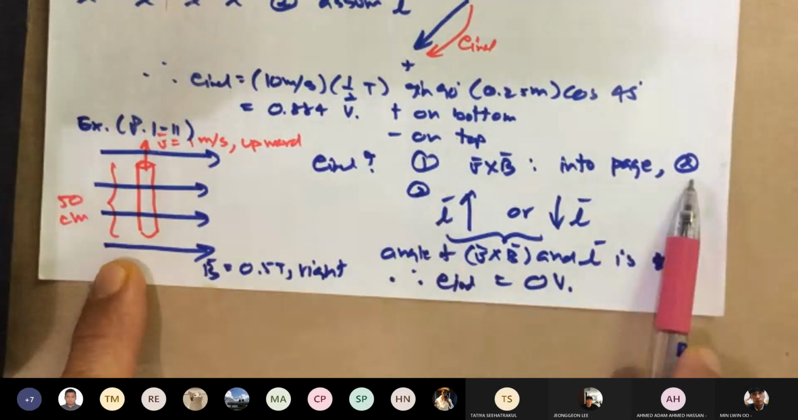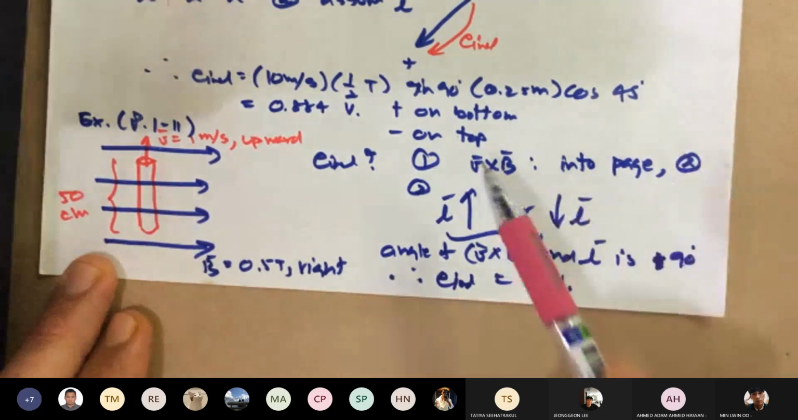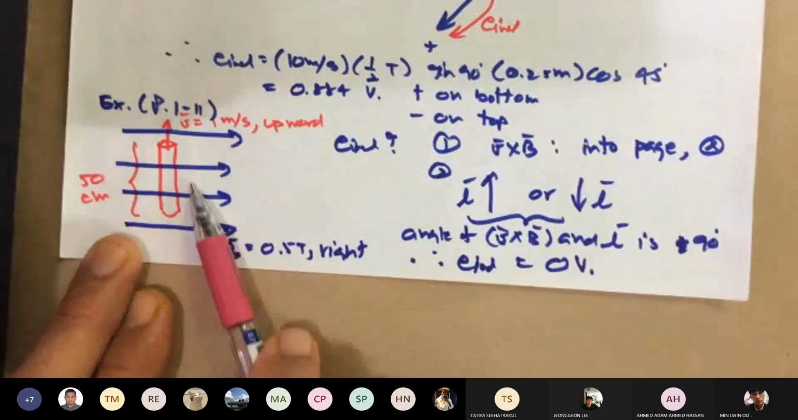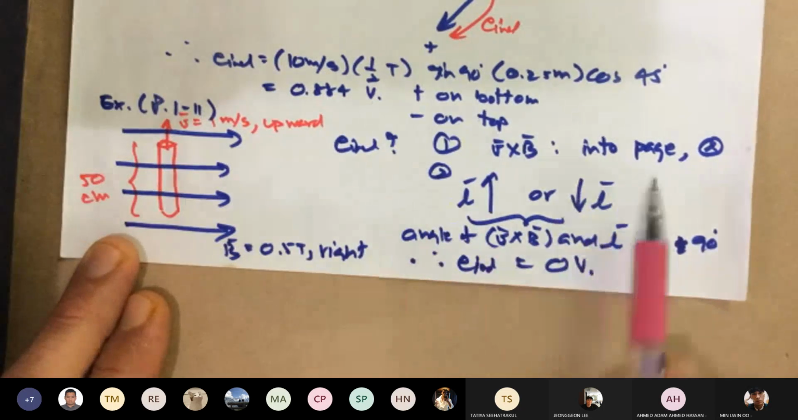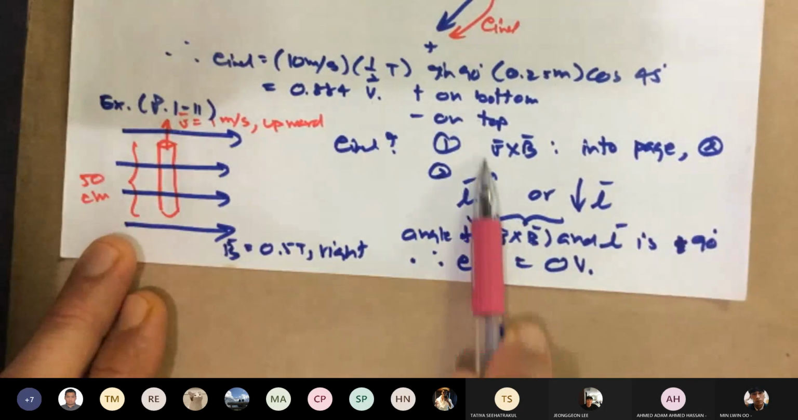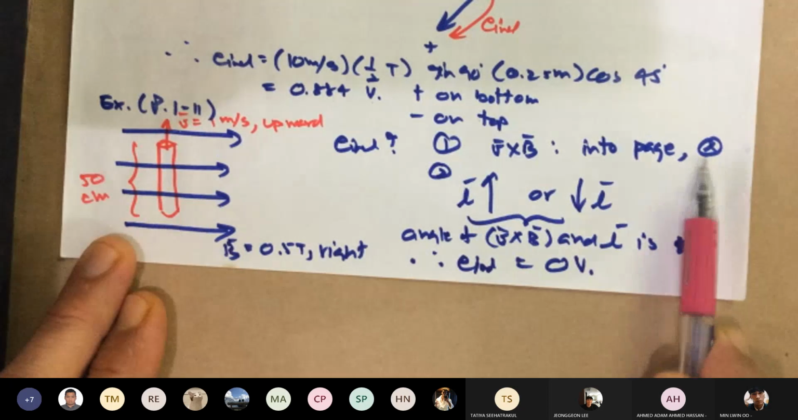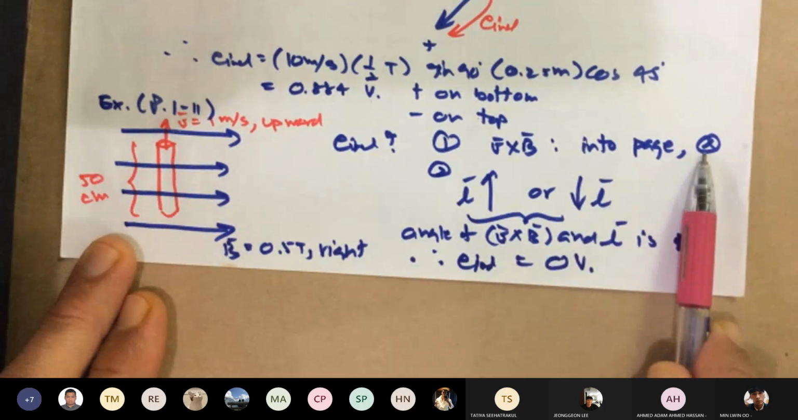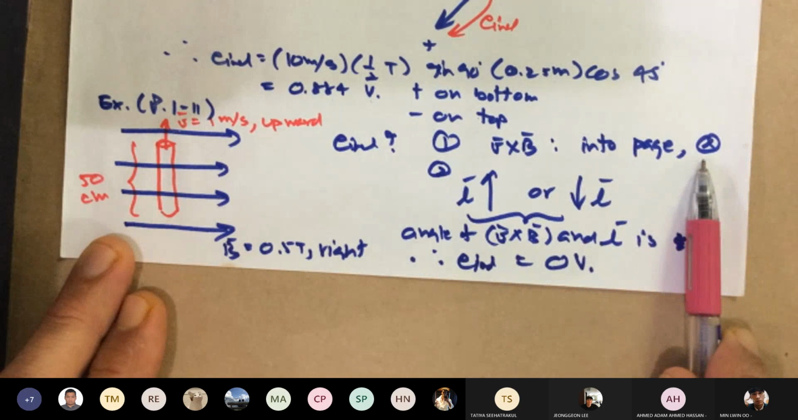Now, there's a problem though. I told you earlier that I should assume L at the same direction as V cross B, but this time it's into page, and the possible direction of L is either up or down. Which way? This doesn't matter now. Why? Because either L is up or L is down, both will be at 90 degrees to V cross B, you see? Meaning a cosine of 90. A cosine of 90 gives you 0, you see?